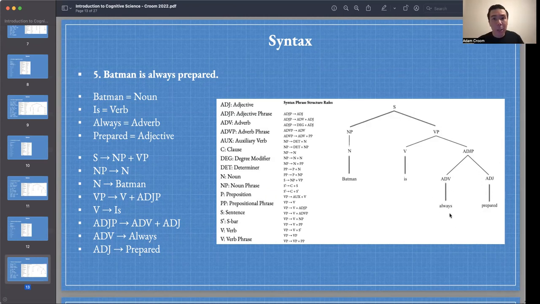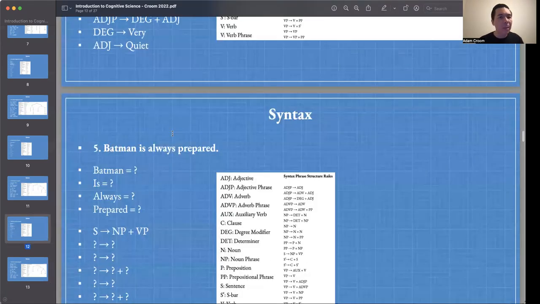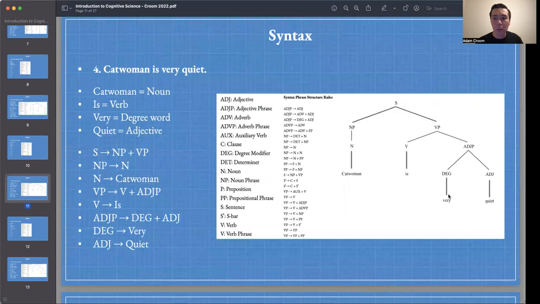Always prepared is the adjective phrase, right? So we label the head here, adjective phrase, okay? Is always prepared is the verb phrase. So this is labeled VP, okay? Batman is always prepared is the sentence, okay? And just to be clear, that's how you read these structures, right? Very quiet, adjective phrase. Is very quiet is the verb phrase. Catwoman is very quiet is the sentence, okay?